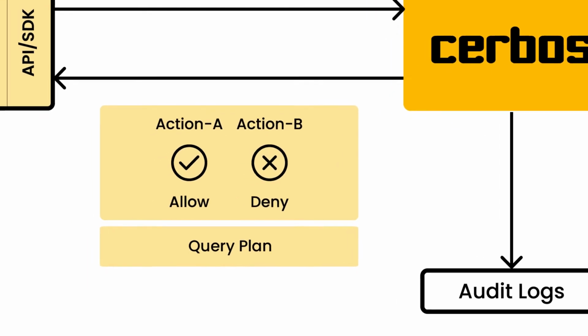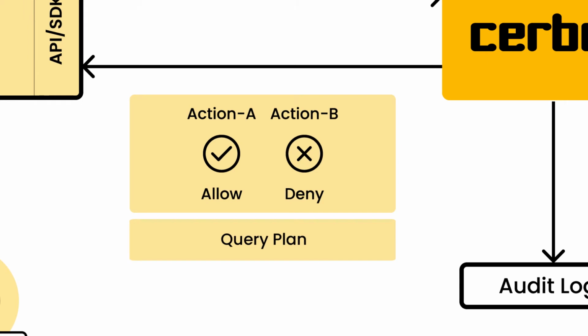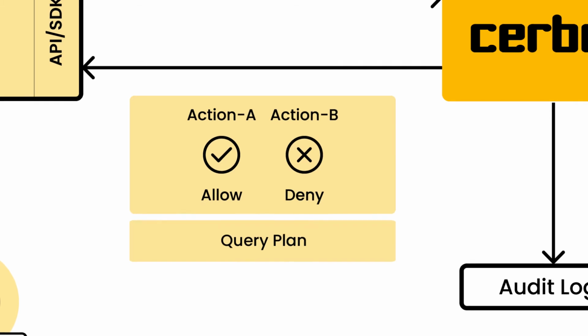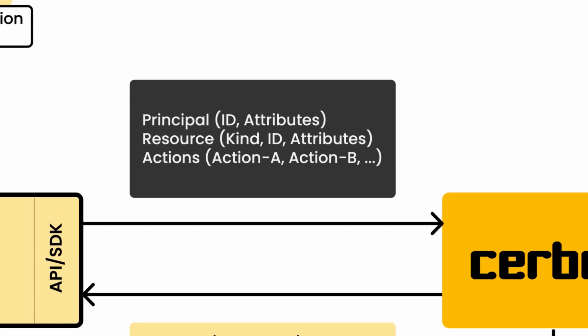Let's take a look at what happens when a request comes in. There are 2 main types of requests your application can issue to Cerbos. One for checking permissions, either individually or in a batch, and another one to get a query plan. Every request that comes to Cerbos includes the details and attributes of the principal, and the properties of the resource that the principal is trying to act on.